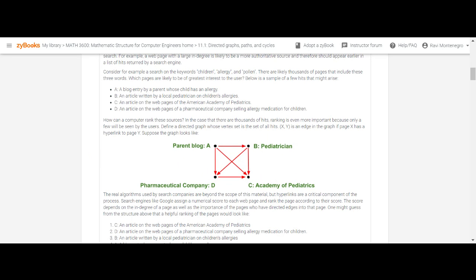So you can see that there is some intuition that tells you, based only on the graph and knowing nothing about the search that you're looking at, if I know nothing about allergies or what's going on, I can still rank the web pages just by looking at these arrows. And like I said, we'll talk a bit more about that when we look at PageRank in the last week of class.